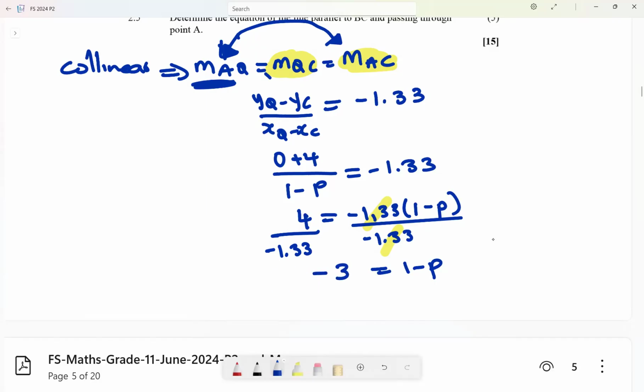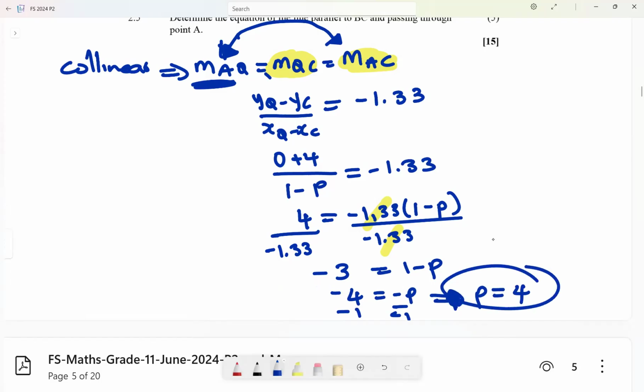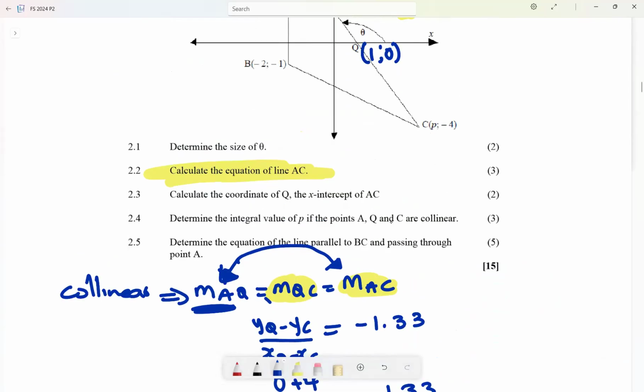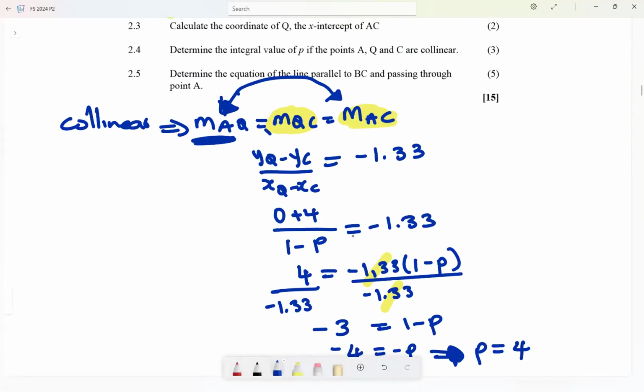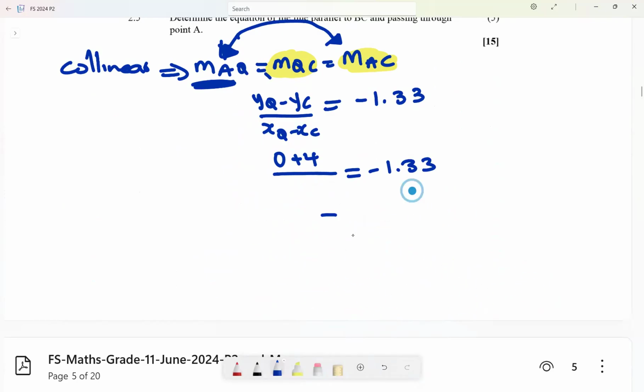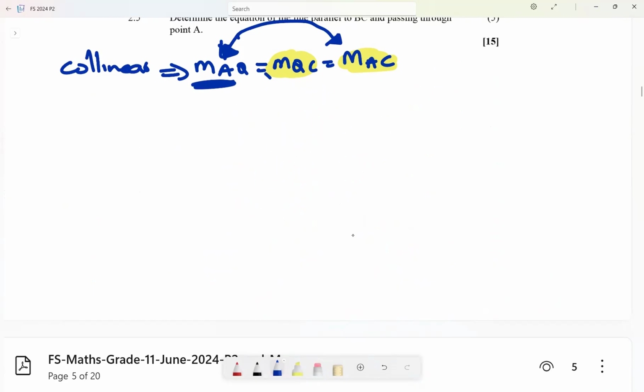Then when I take this positive 1 to the other side it becomes negative 4 is equal to negative p minus 3... then do you all agree with me when I divide both sides by negative 1, p is equal to 4? Can you see that? Yes. I hope you are seeing that. I hope you also understand what we mean by collinear. Okay. So there is collinear. There is also what we call equidistant.